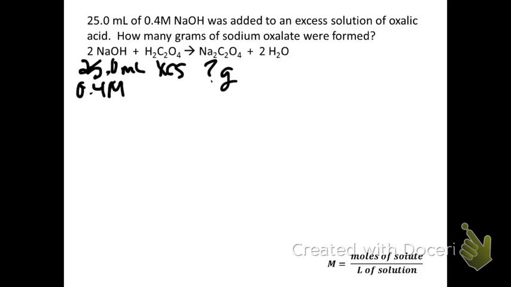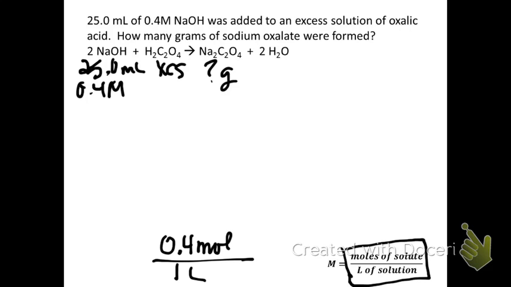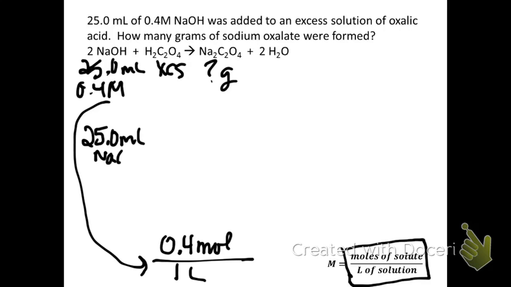Now, remember, molarity is 0.4 moles of solute per liter. So 0.4 moles per 1 liter. So take the molarity and break it down into a conversion that you can use. When you go to do your conversions, never start with molarity. It's a conversion. You use it later. That means you start with the 25 milliliters of sodium hydroxide.